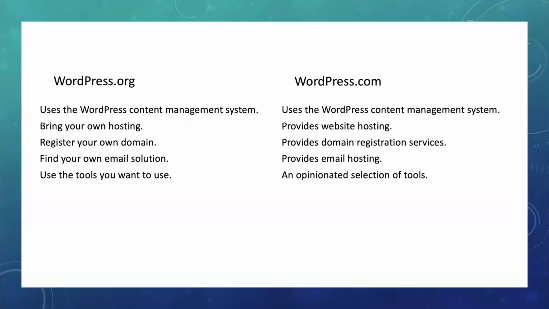With WordPress.org and WordPress.com, in both cases you're using the WordPress content management system. When you're on .org, though, you're just using the content management system. .org means I'm using that content management system, but everything else related to the website, any hosting, your domain registration, email, any other software that you want to install or tools that you want to use to help build your website, you're all on your own.